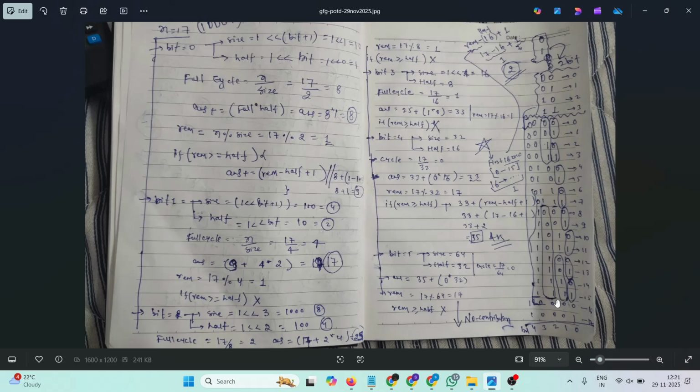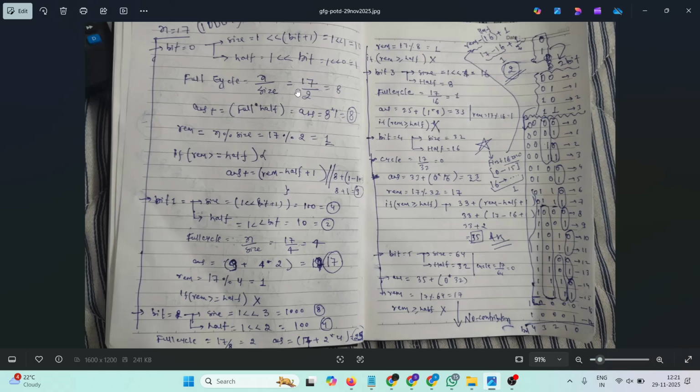Now for n equal to 17, let's try to run this. For the initial bit, bit 0, the size is 2, and half becomes 2 by 2, that means 1. Now how many cycles are there? It is 0 to 17, so 17 is there, and 17 by 2 is 8.